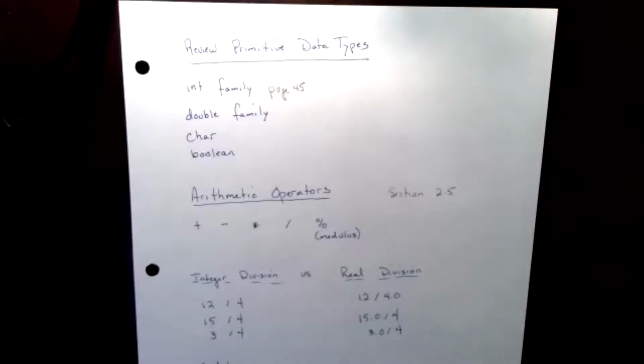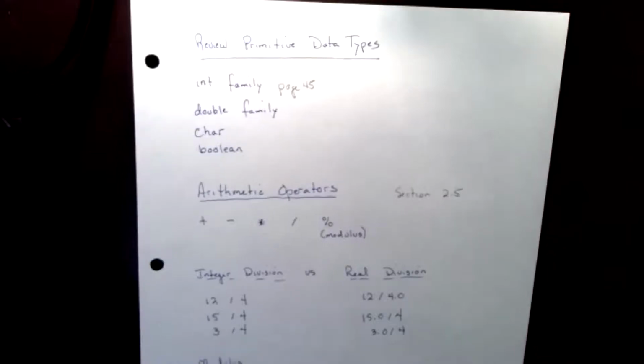Last class, we were in chapter 2 and we were moving right along. We were talking about these primitive data types, and I said there's 4 of them: the ints, the doubles, the char, and the boolean. So I'm going to jump back to those for just a moment.